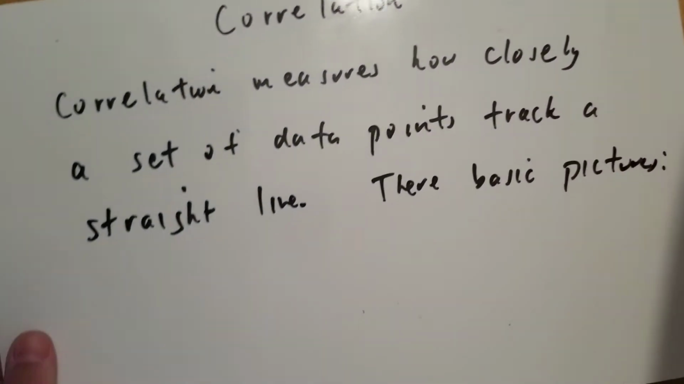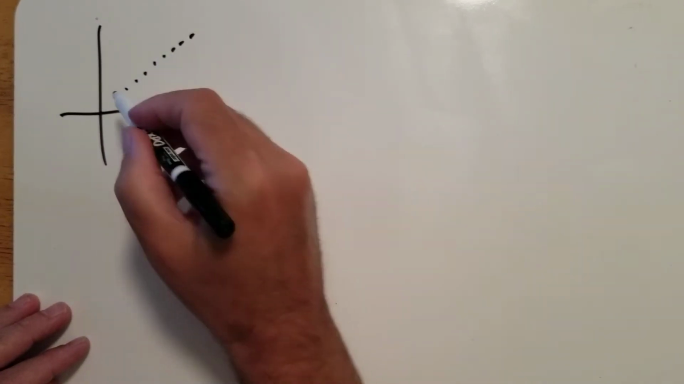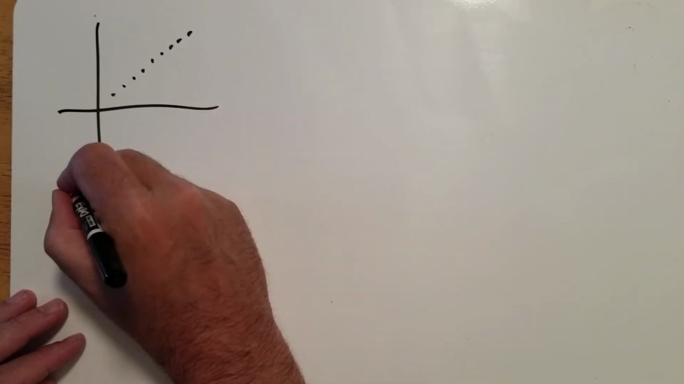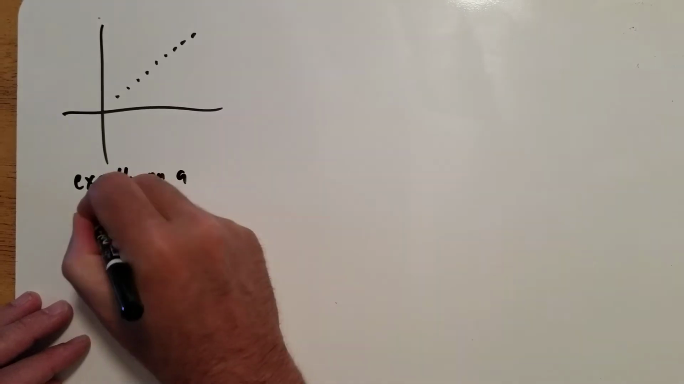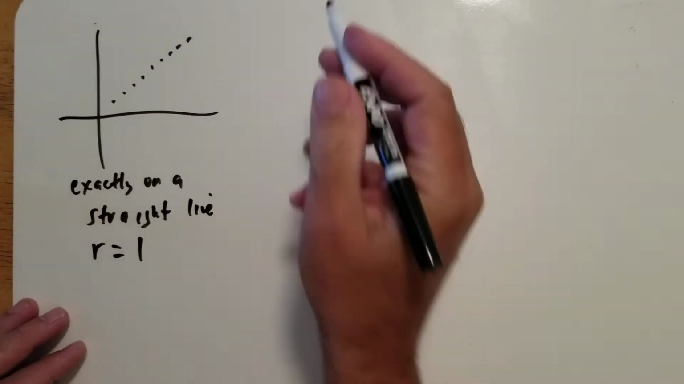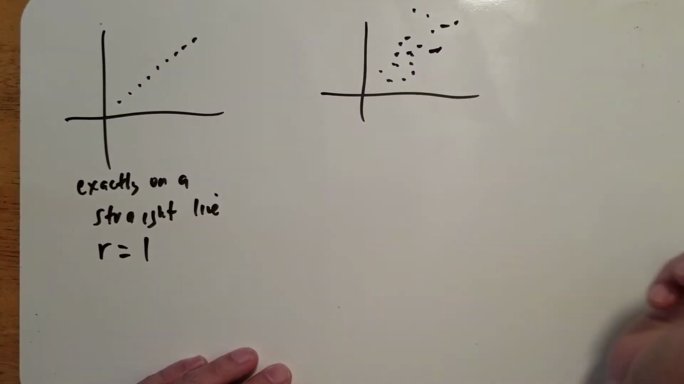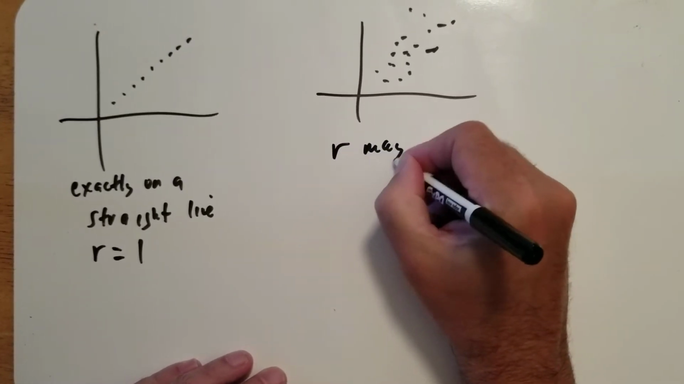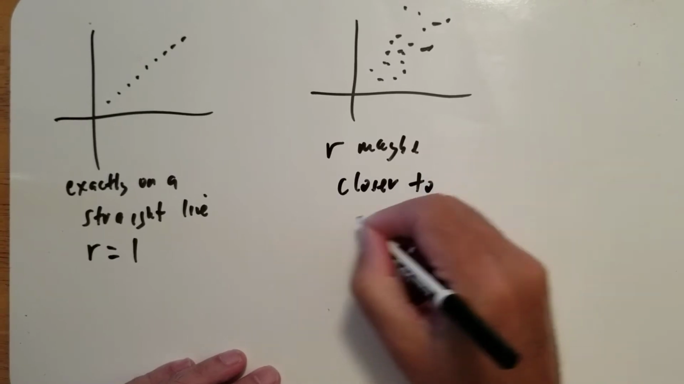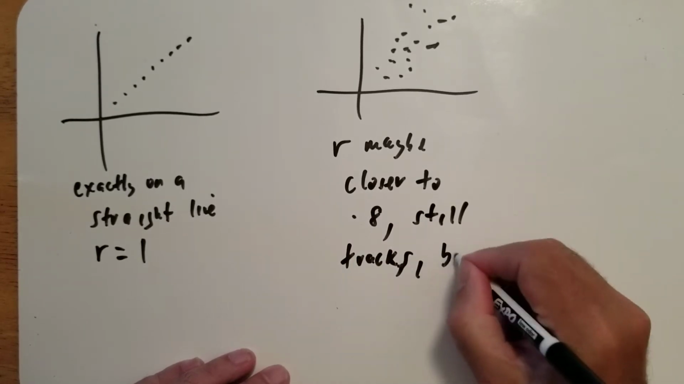Now, just one other little comment about this. The closer the line tracks, well, let me just draw two more pictures here. So let's say you had a bunch of points that would be almost exactly on a straight line. In this case, the R would be one. That's perfect correlation. But if you had a set of points that kind of track a line with positive slope, but not so exactly, this would be R maybe closer to 0.8. Still tracks, but not as closely.